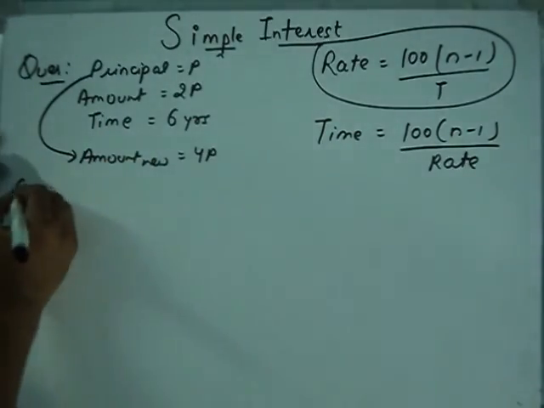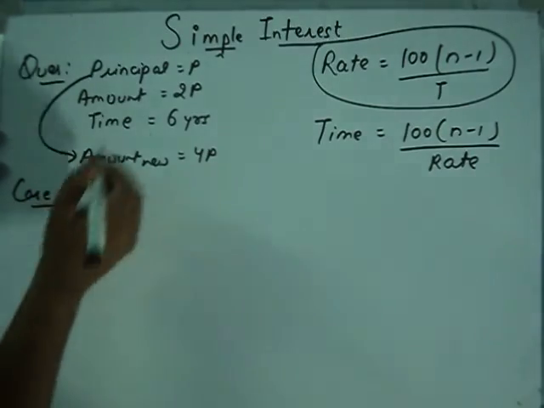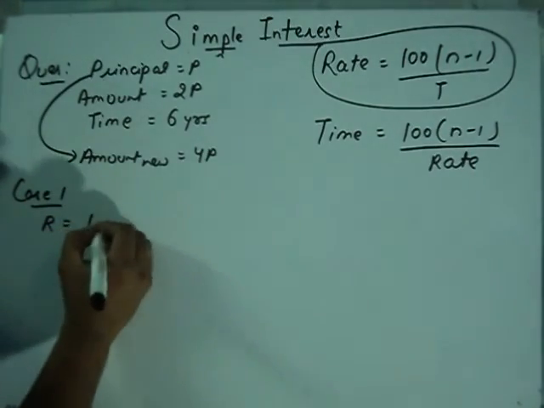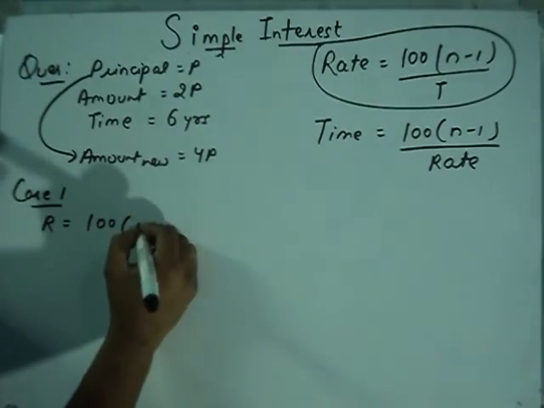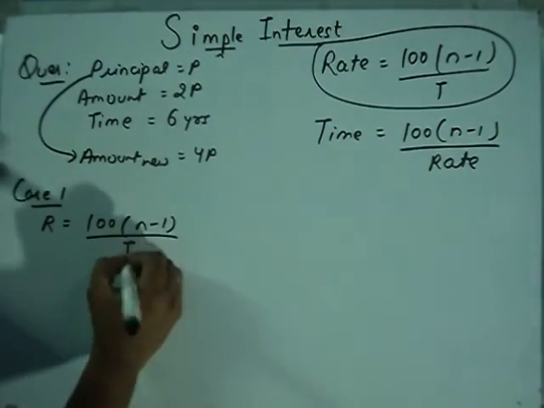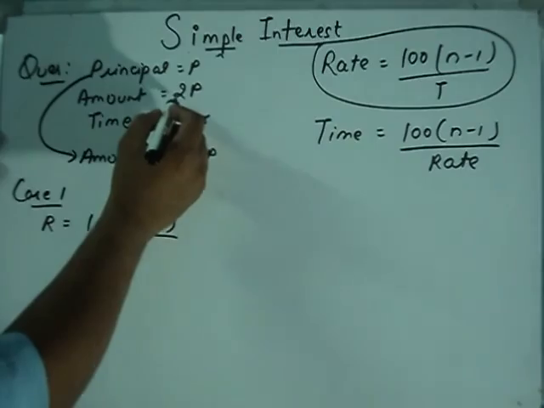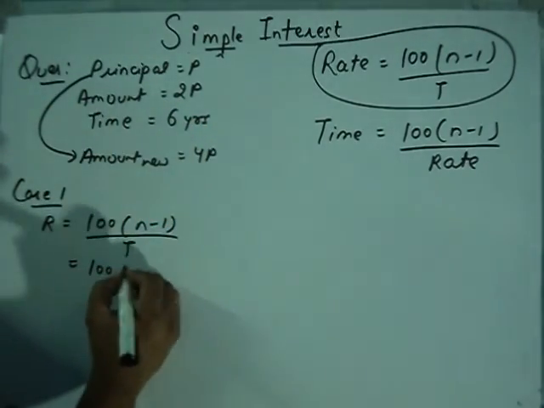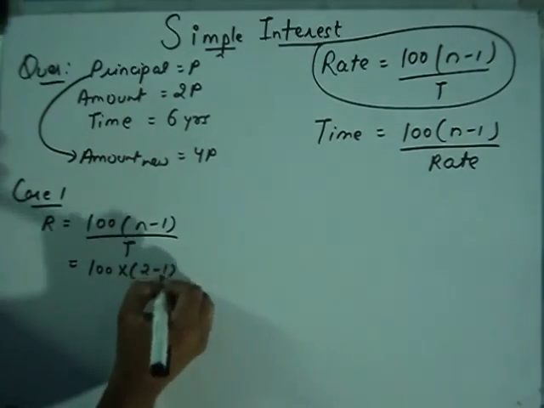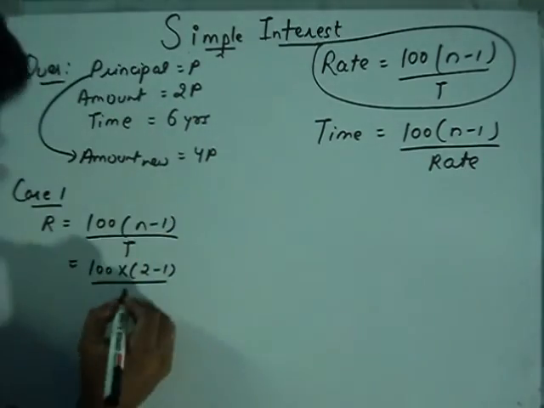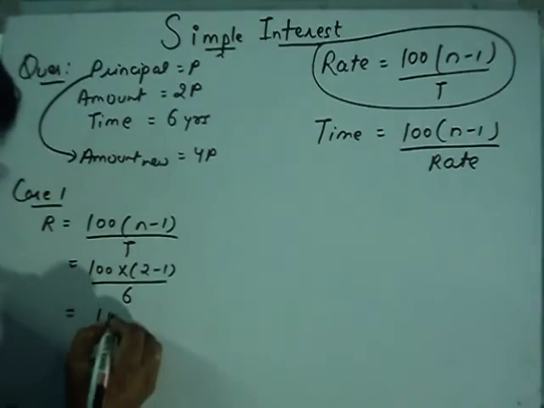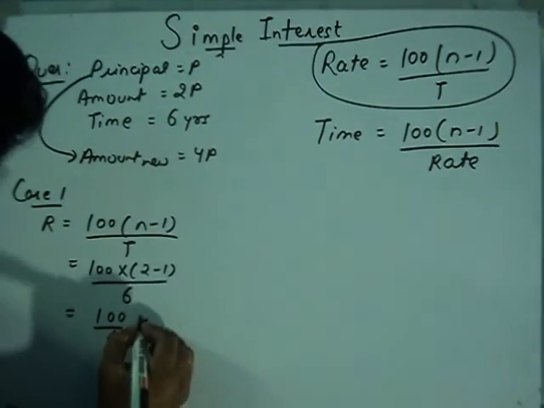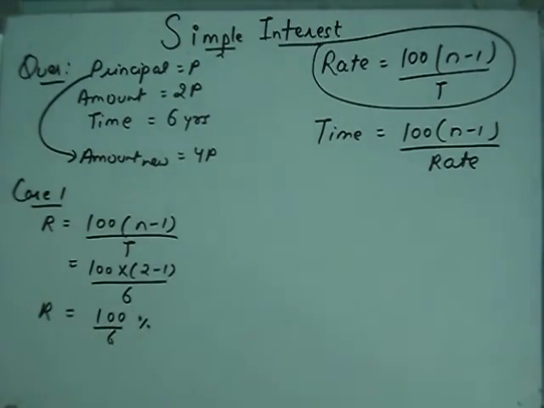For case 1, our rate value is 100 into (n minus 1) upon time. Here the principal is getting double, so n is 2. So we can write it as 100 multiplied by (2 minus 1) divided by our time value, which is 6. So our rate of interest is 100 divided by 6.